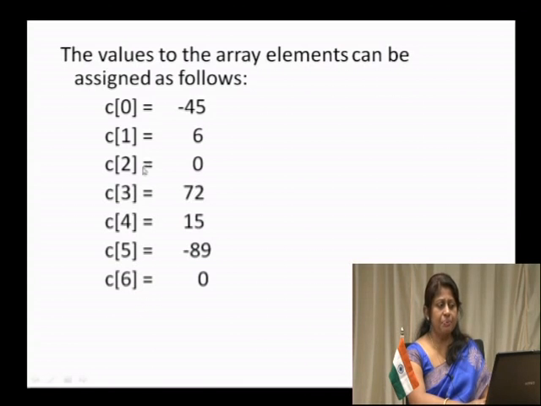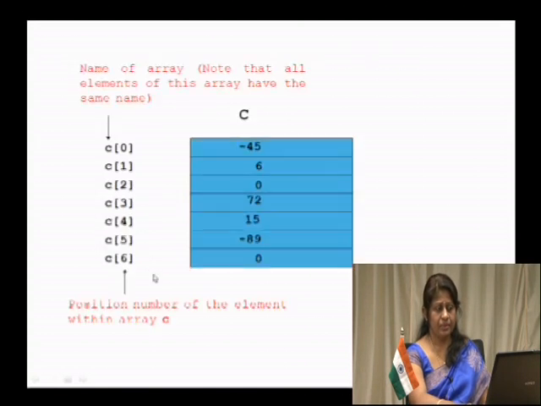So, suppose the values of the array elements are going to be assigned in this manner, that is, we have a 7 element array. So, C of 0 could be assigned with a value minus 45, C of 1 equal to 6, and so on till C of 6 equal to 0. This could be represented in the memory such as this. That is, you have an array which is named C. So, that is what we are trying to represent over here. That is, C is the name of the array.